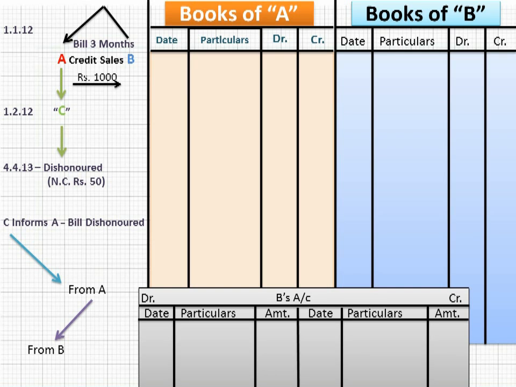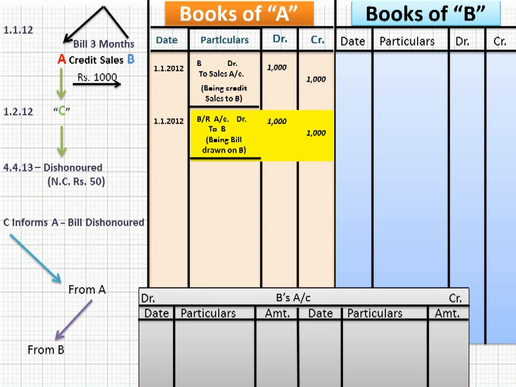So let's make journal entries in the books of A. On 1st January 2012, suppose you are A, what did you do? On that date, you sold the goods to B on credit basis. So what will be the journal entry? B to sales. And on the same date, you got the bill from B. So what will be the journal entry? BR account debit to B, rupees 1000.